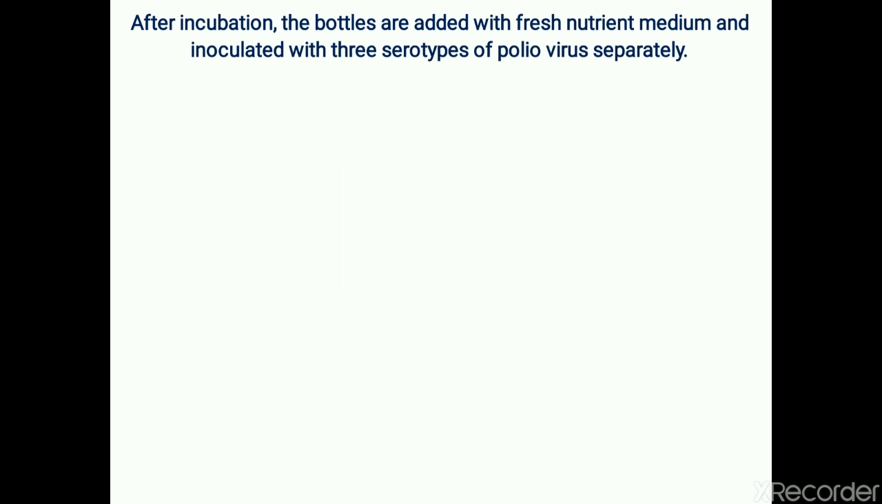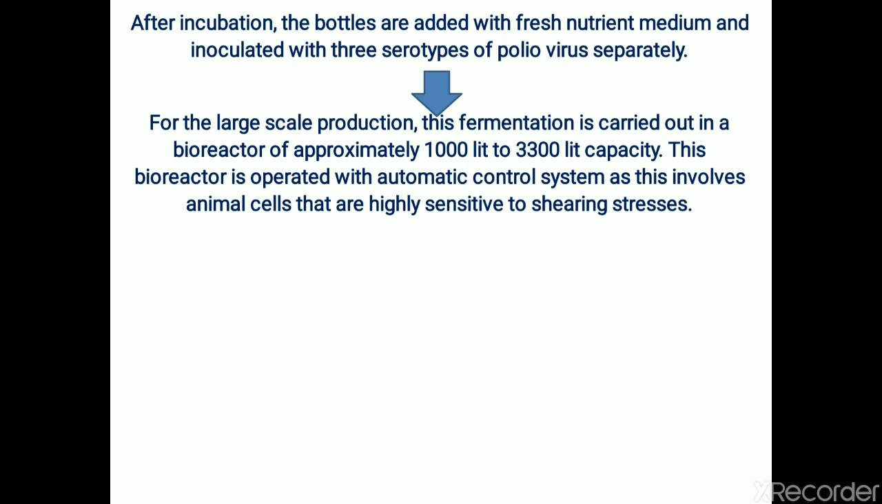After incubation, the bottles are added with fresh nutrient medium and inoculated with 3 serotypes of polioviruses separately. For the large scale production, this fermentation is carried out in a bioreactor of approximately 1000 liters to 3300 liters capacity. This bioreactor is operated with an automatic control system as this involves animal cells that are highly sensitive to shearing stresses.